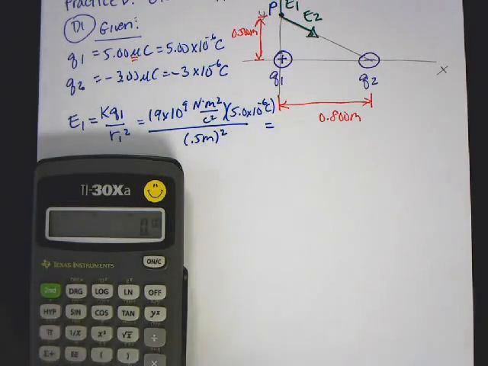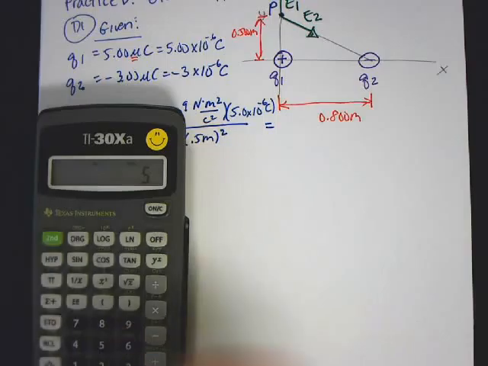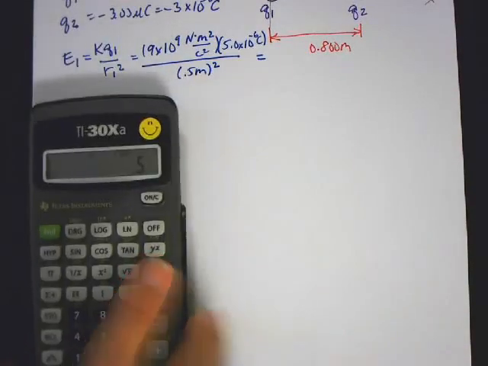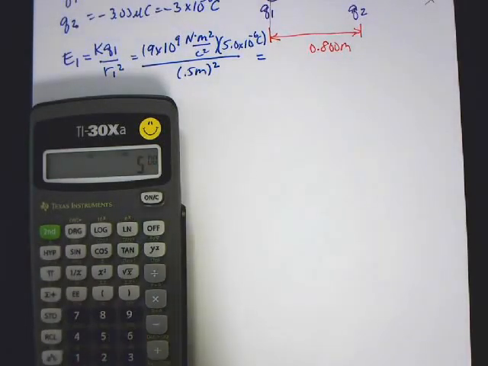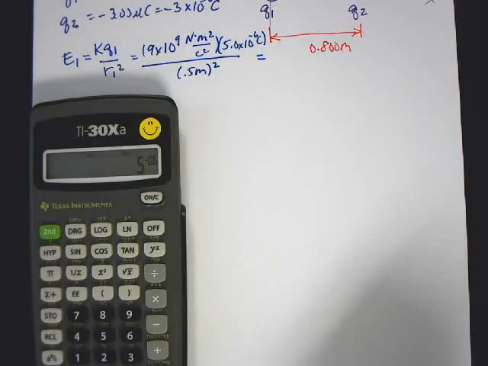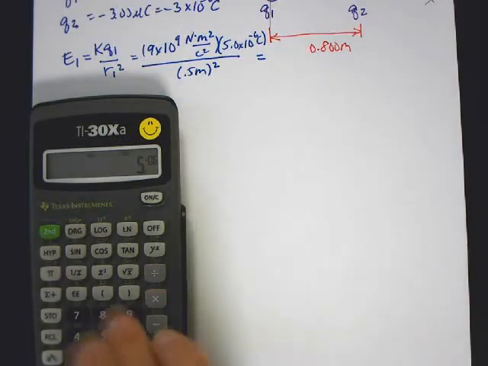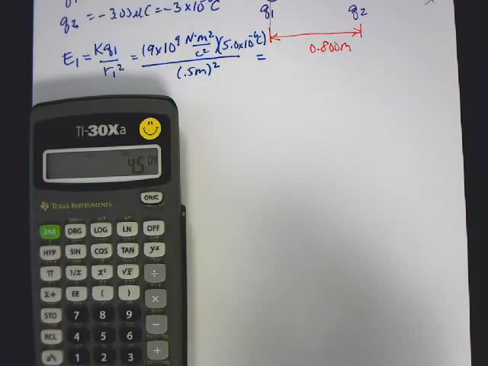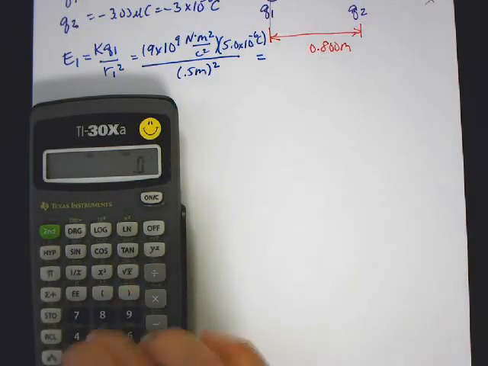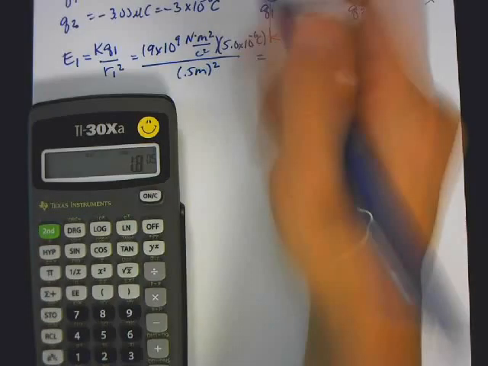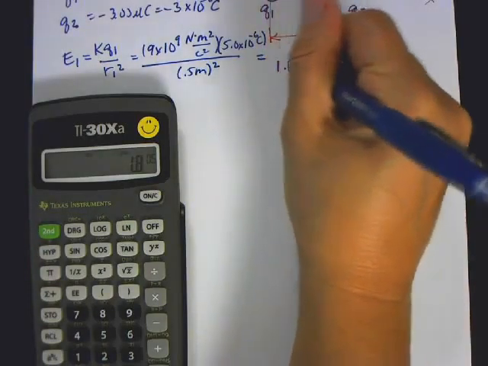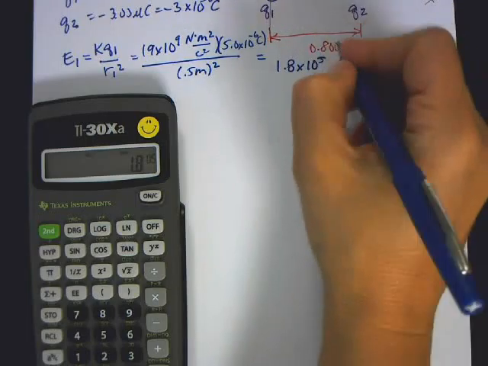So I always start here and go backwards. So 5, EE, so then I can see it's an exponent, to the negative 6, so I see 5 times 10 to the negative 6, times 9 EE 9 equals, divided by 0.5 squared equals, and my answer comes out to be 1.8 times 10 to the 5, and my unit is a Newton per Coulomb.